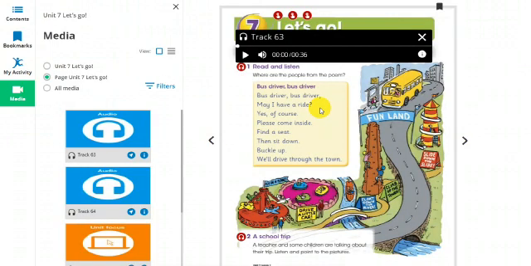So now we are going to listen to the track. Track 63.